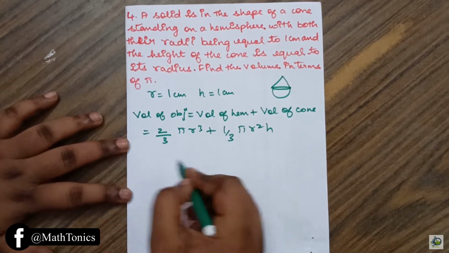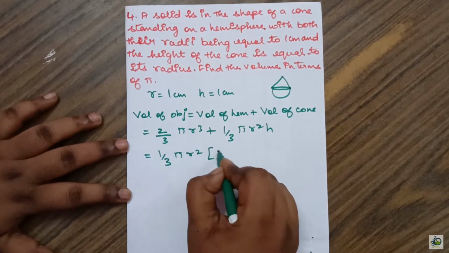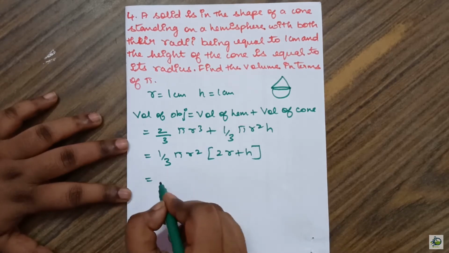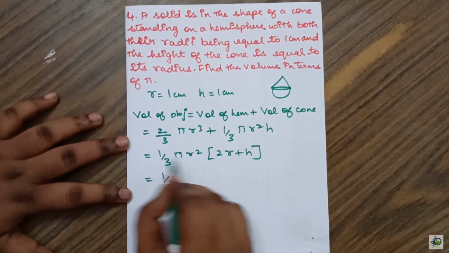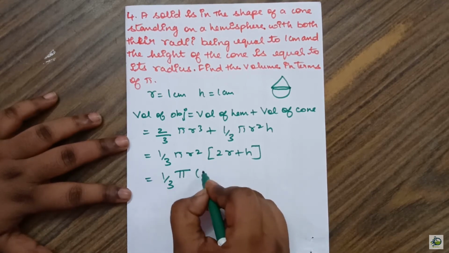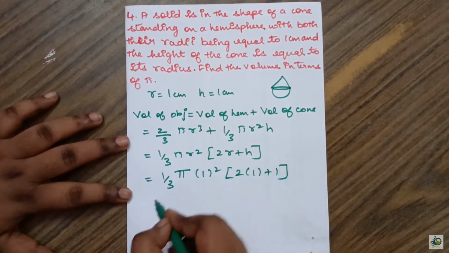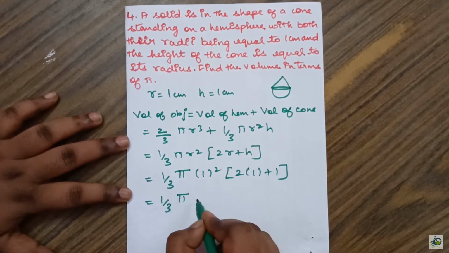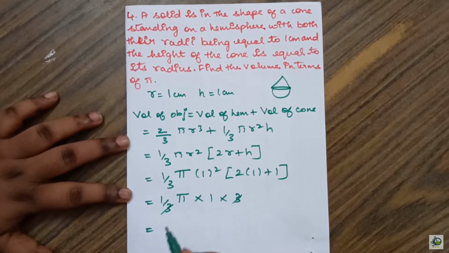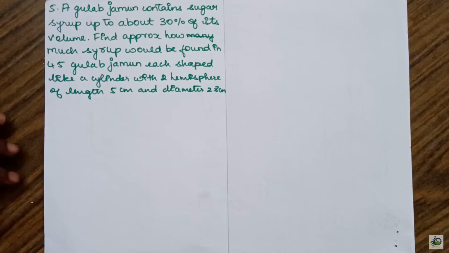From here what we can take common outside is 1 by 3 pi r square, and 2 r plus h will be left out. So here what we can do is 1 by 3. We don't need to substitute anything for pi, so let us keep it as it is. And instead of r squared we are going to substitute 1 square. Then 2 into 1 plus 1. So 1 by 3 into 1 into 2 plus 1 is 3. So this 3 gets cancelled. So the volume is nothing but pi centimeter cube. Let's move on to another problem.